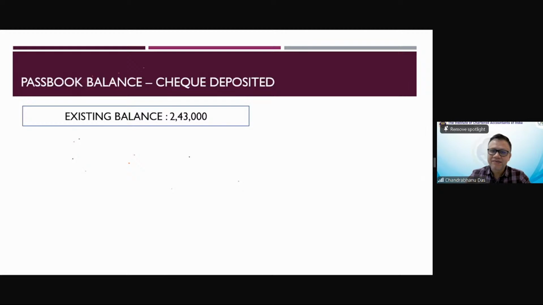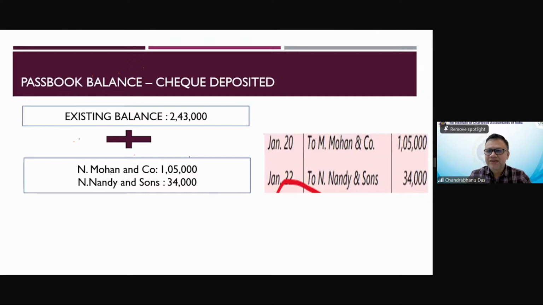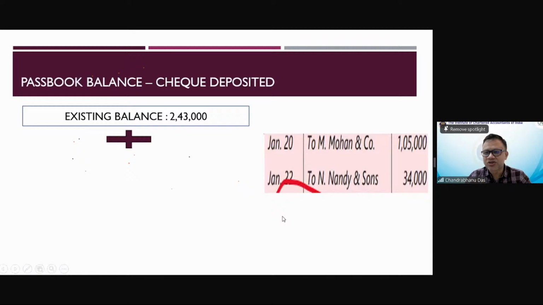So what is the passbook balance, the existing balance? Existing balance is 2,43,000. Now, which one will we take? I have just taken the screenshot: N. Mohan and Co. and N. Nandi and Sons, 1,05,000 and 1,34,000. Okay. So these are the checks which have been deposited.